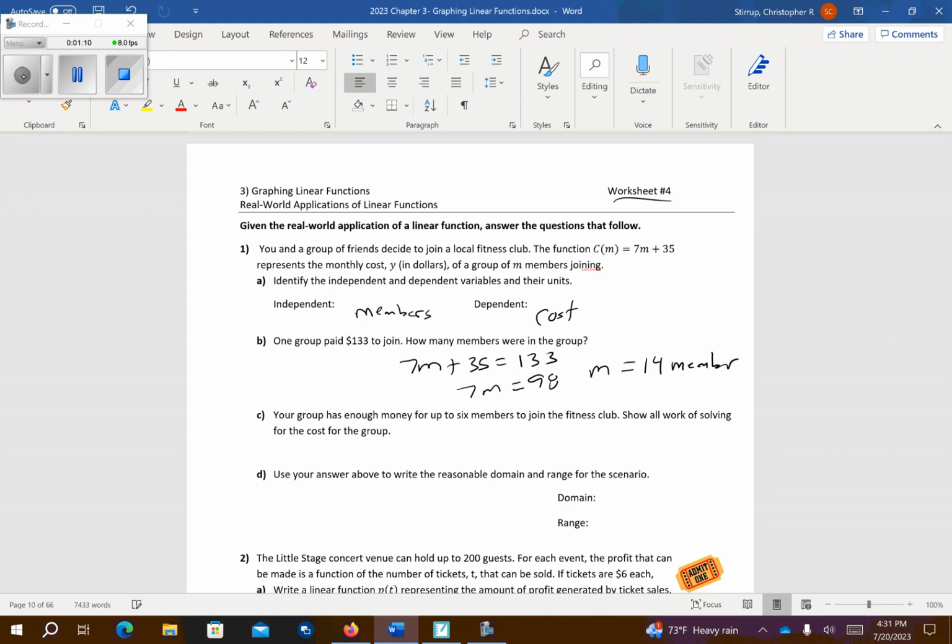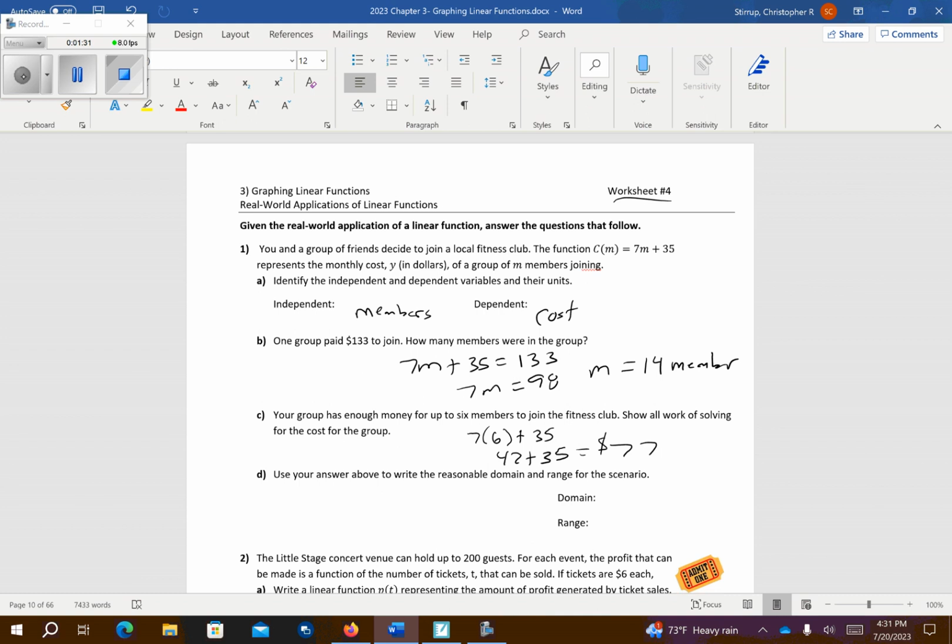Letter C, your group has enough members for six people to join. So you're going to plug 6 in for your M value. So 7 times 6 plus 35. So that's 42 plus 35. So that's going to give you 77. That's how much it would cost for 6 people to join.